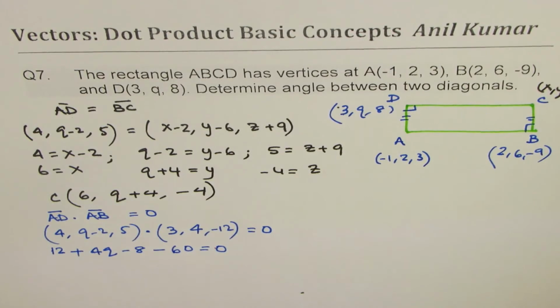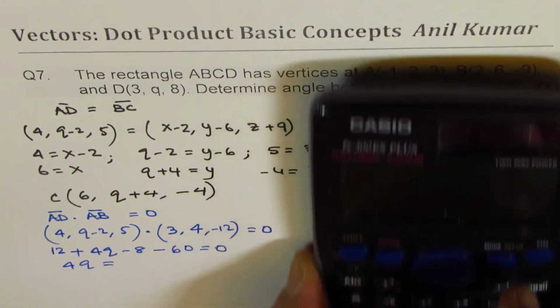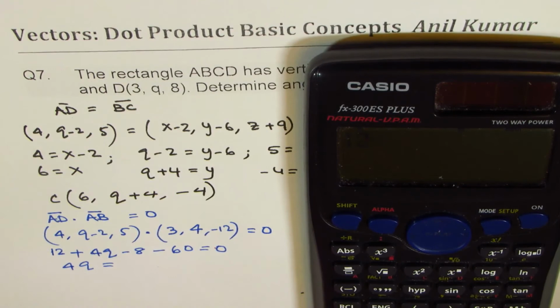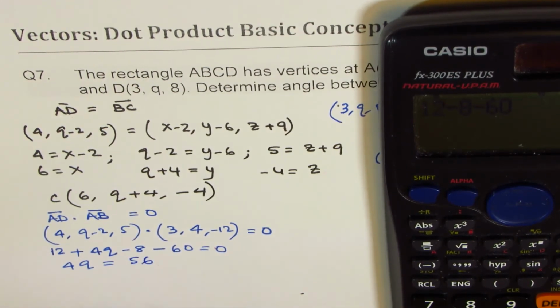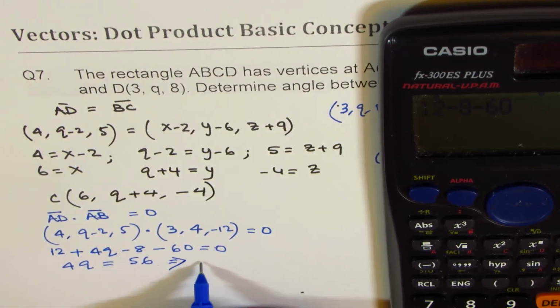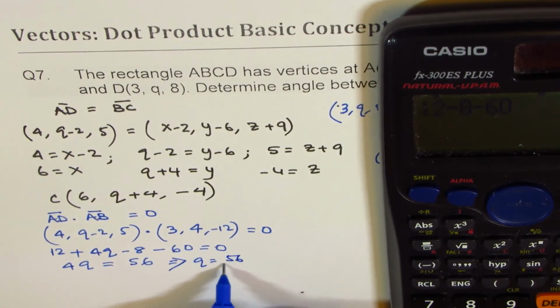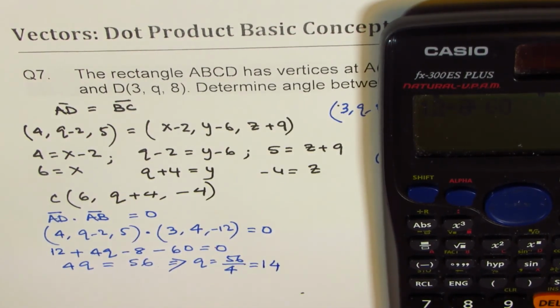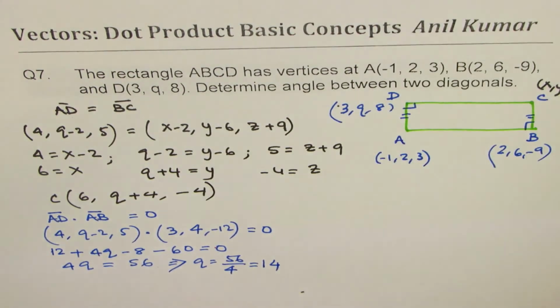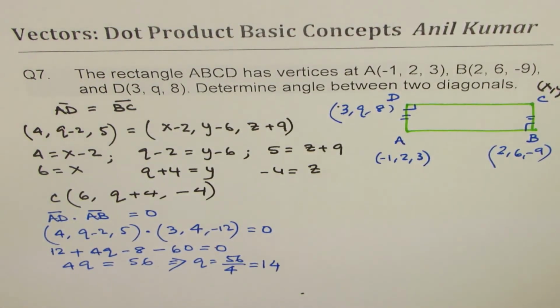So we can calculate q now. So 4q is equal to, let's do this, 12 minus 8 minus 60, which is minus 56. Taking it to the right side, we get plus 56. So this gives you q equals 56 by 4. So 56 by 4 is 14, right? 14. Perfect. So we get a value of q.